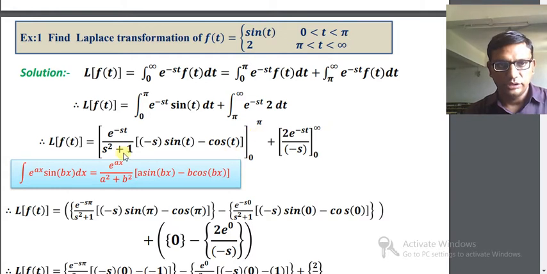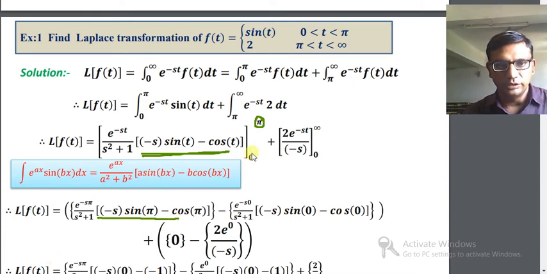First, in the first integration, the upper limit is pi. So first of all, we put the limit of pi in this portion of integration. The first part of the integration will be e raised to minus pi s. Remember, here the variable is t, so we are replacing t by pi: e raised to minus pi s upon s square plus 1 into minus s sin pi minus cos pi. That is our upper limit of the first integration.